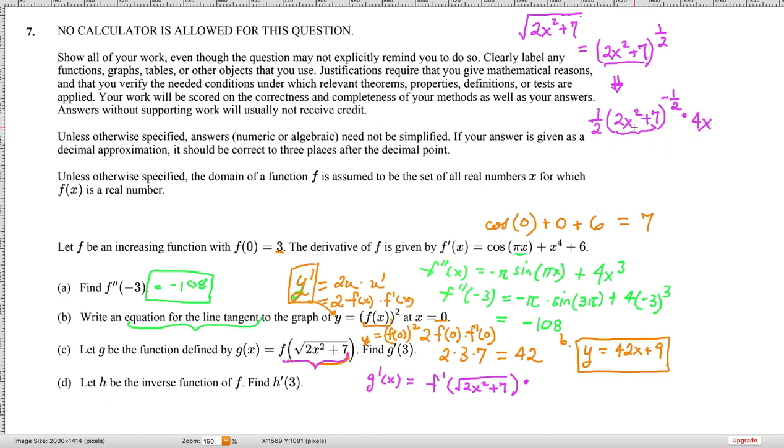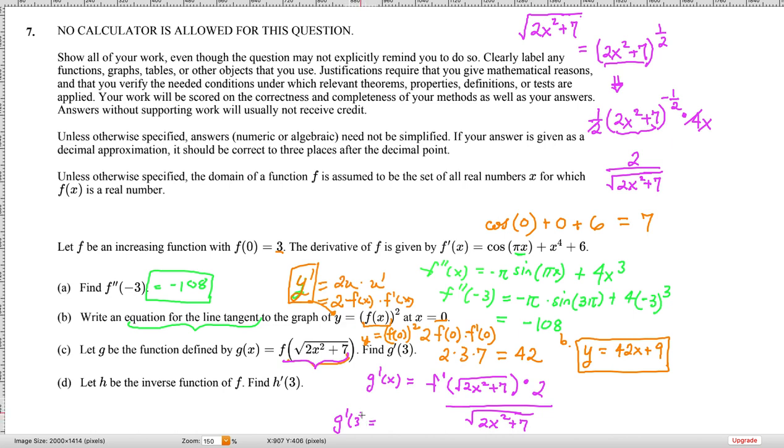And this can be simplified a little bit. This cancels with this, becomes 2, and then I could write it with the positive square root on the bottom because it's to the negative 1/2. And I could write that right here, 2 over square root 2x squared plus 7. And let's make sure I did everything correct. I believe so. And now they're asking us for g prime of 3.